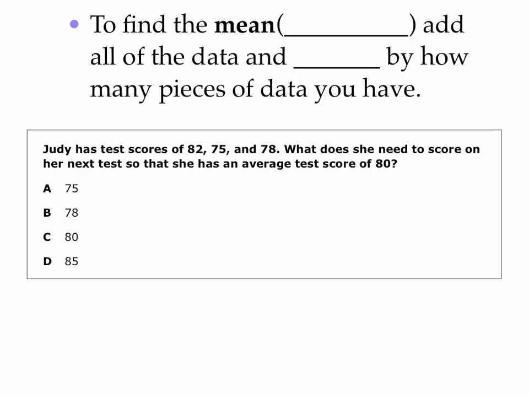To find the mean or average, you're going to add all of the data and divide by how many pieces of data you have. This example says Judy has test scores of 82, 75, and 78. What does she need to score on her next test so that she has an average test score of 80? Right now, Judy has 3 test scores that she knows, but she wants to know what she needs on her next test, which means we're talking about 4 total tests.